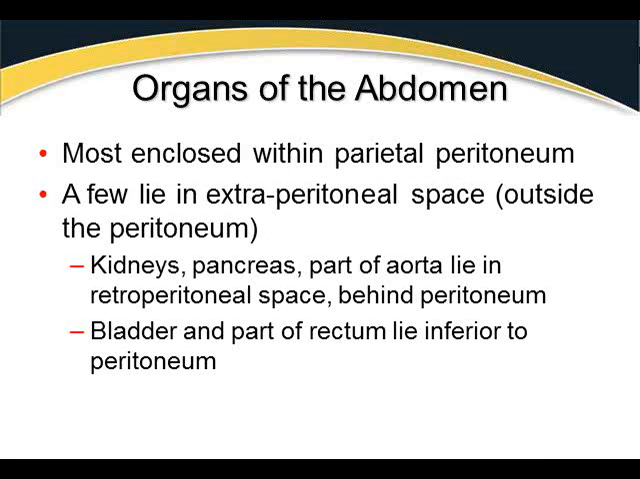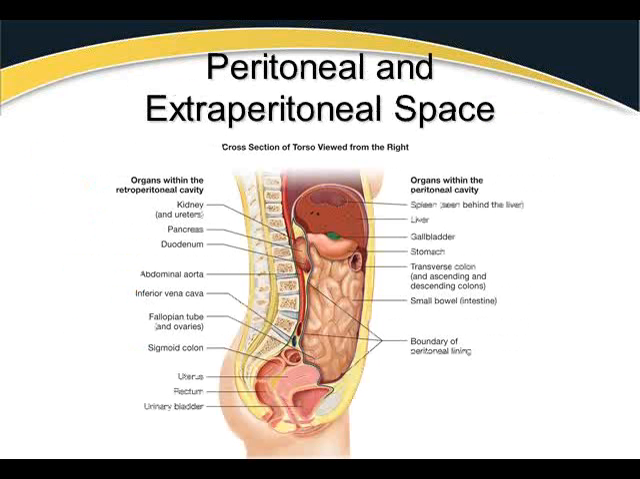Most of the organs of the abdomen are enclosed within the parietal peritoneum. A few lie extraperitoneally, so I talked about that. We talked about the retroperitoneal space. The retroperitoneal space holds the kidneys, a little bit of the pancreas, and the aorta. And then we have the bladder and part of the rectum, which lie inferior to the peritoneum because they sit down in the pelvic bowl.